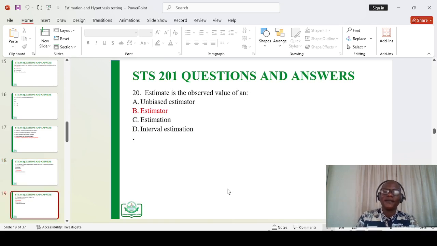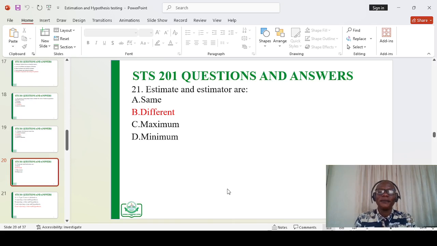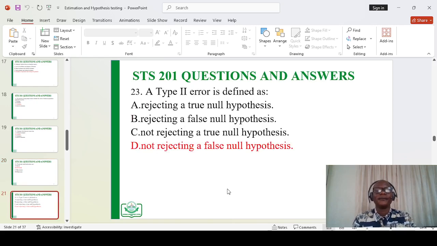Estimate is the observed value of an estimator. So B is the correct answer. So estimate and estimator, they're not the same thing, they're different. So B is the correct answer.